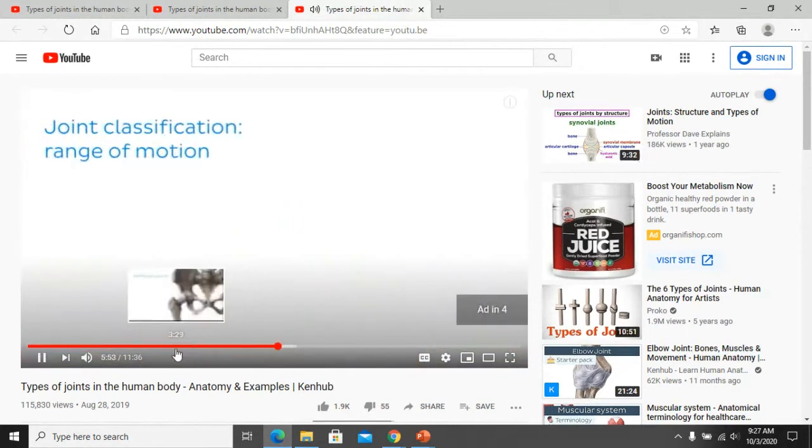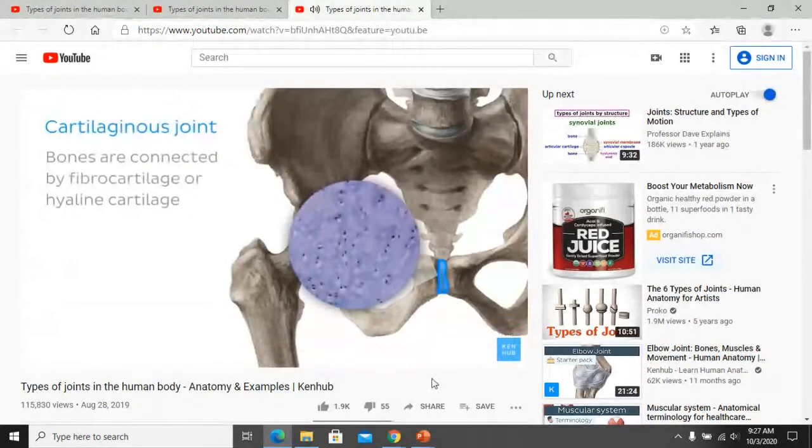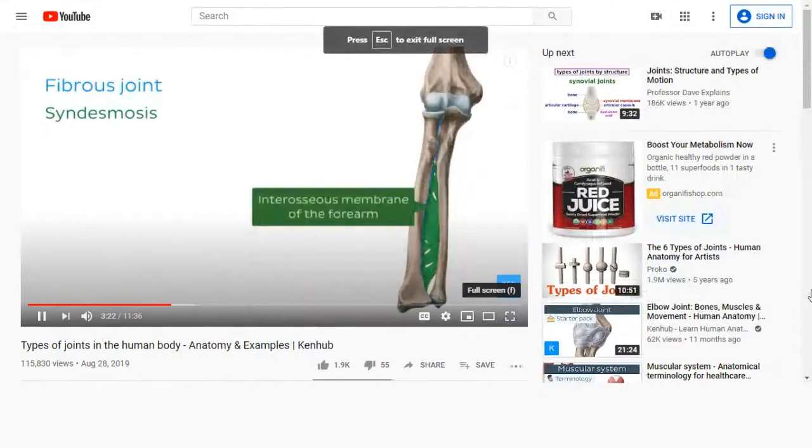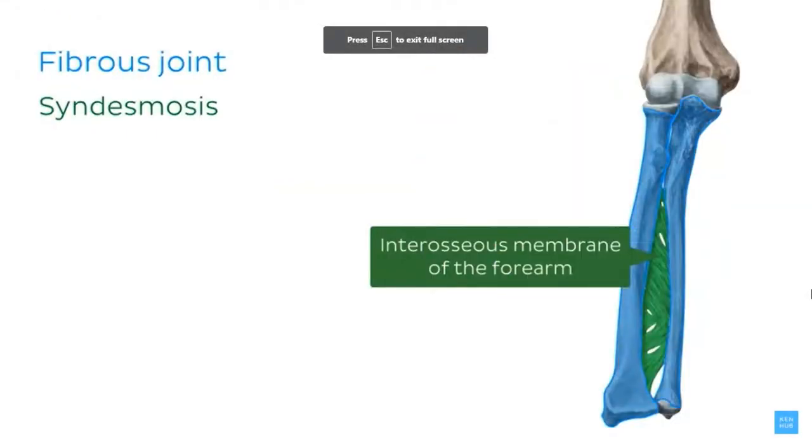Axes they can move along. Joints that can move. These joints can be subclassified into two types. This membrane runs between the radius and the ulna.